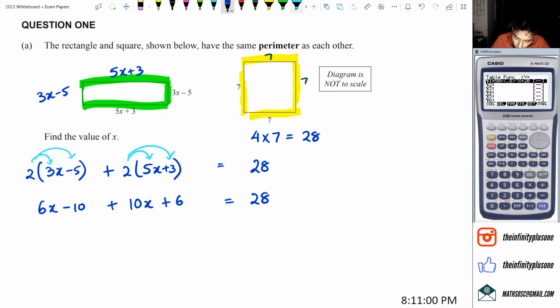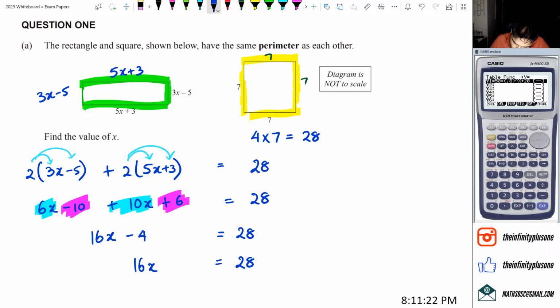Now, at this point, what we're going to do is collect our like terms. So we've got 6x and 10x, which equals 16x. We have minus 10 and positive 6, which equals negative 4. And this is all equal to 28. So we have 16x equals 28.